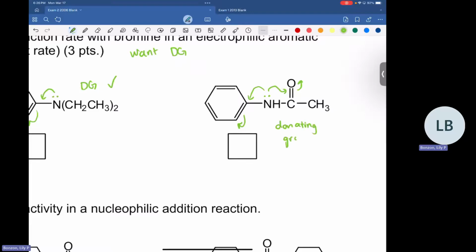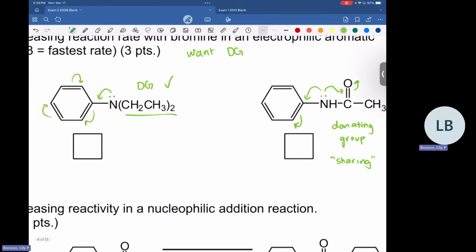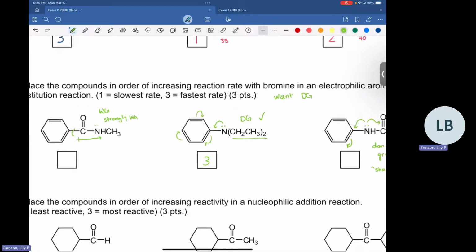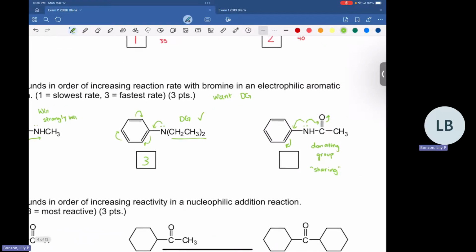However, because we're sharing that resonance with the carbonyl, it's not going to be as good as just the regular amine. The amine doesn't have anything on the right over here to take away that electron density. There's no resonance going on to that side. So in this case, the amine by itself is going to be the strongest activator, the strongest donating group, so it'll have the fastest rate.